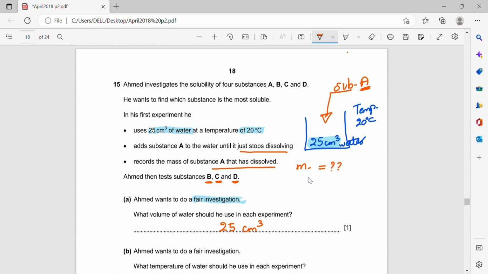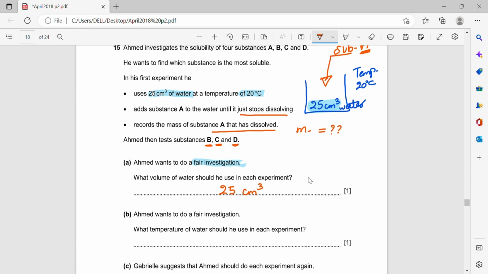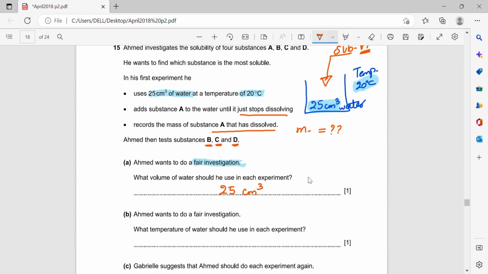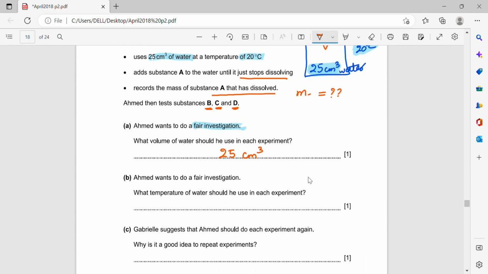طب Ahmed wants to do a fair investigation. What temperature of water should he use in each experiment? نفس التمبريتشر اللي هي 20 degrees Celsius. لأن هنا بثبت ال two factors دي وبغير ال substances. يبقى ال temperature هي 20 degrees Celsius.